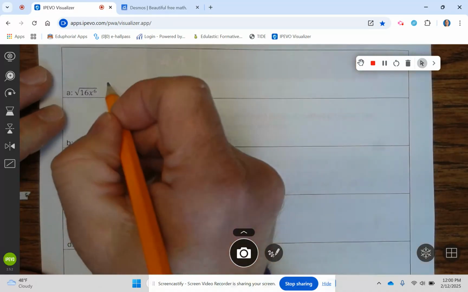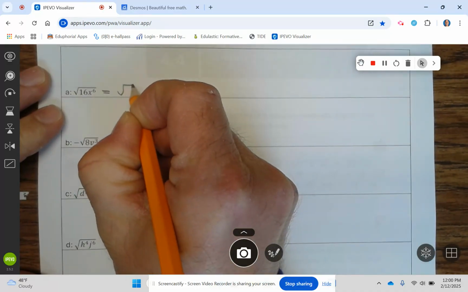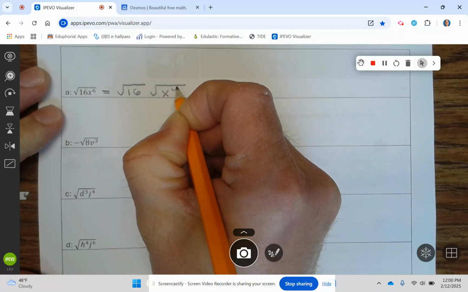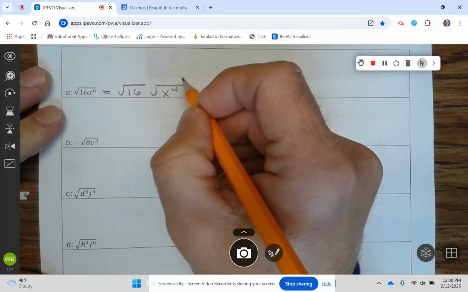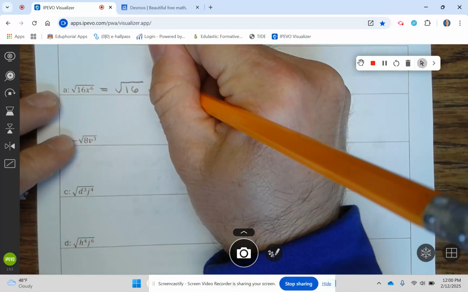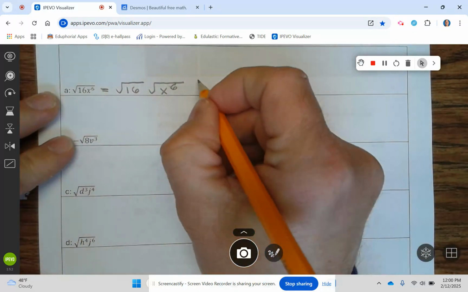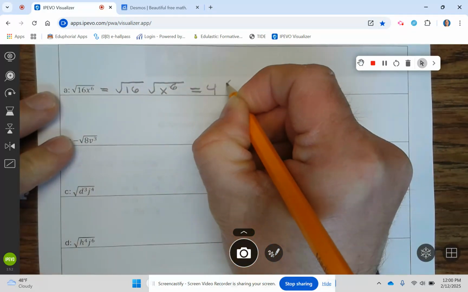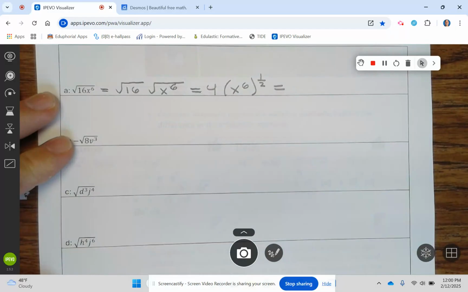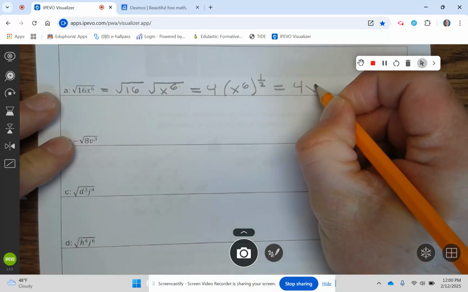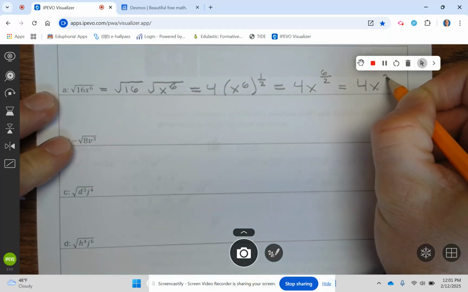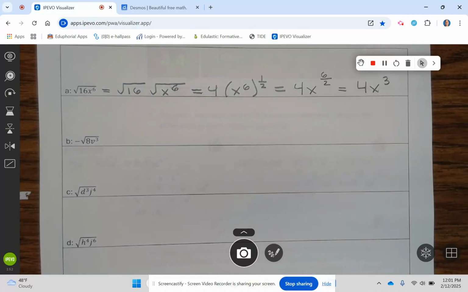All right, A. So I can rewrite that as the square root of 16 times the square root of x to the 6th. Well, the square root of 16 is 4, so that's 4 times x to the 6th to the 1/2 power, which equals 4 times x to the 6th divided by 2, which equals 4x cubed. All right, go ahead and finish that up.